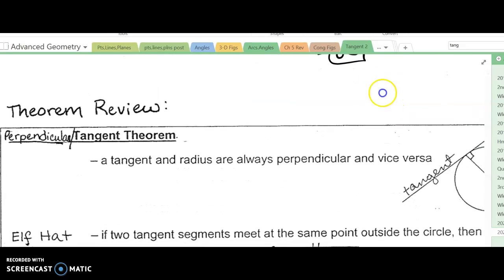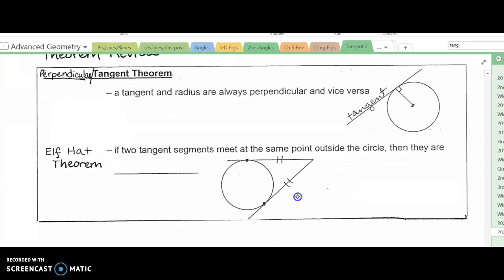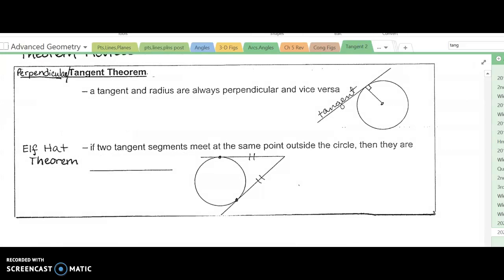Okay, so down here at the bottom is just kind of bringing it all home, a little review of all the theorems. The big theorems today were that if you have a tangent line, and I love that this tangent and the radius kind of make a T, like T for tangent, a tangent line and a radius are always perpendicular. And then the other one was the elf hat theorem. If you have two sides of an elf hat, they're going to be congruent to tangent lines that go out to the same exterior point.